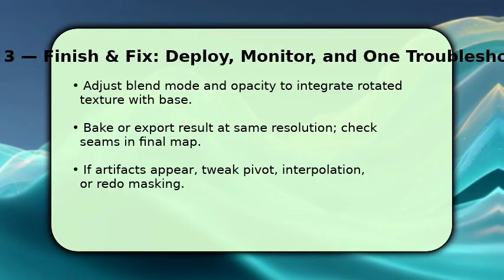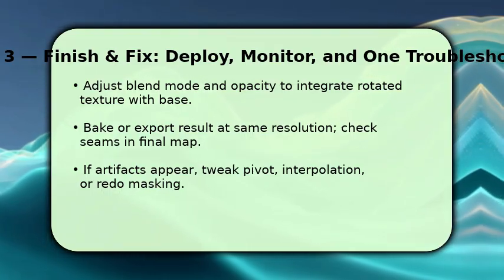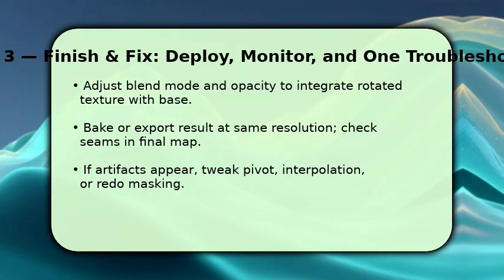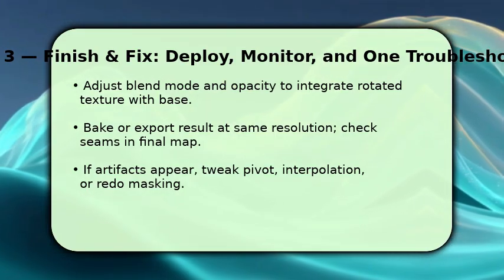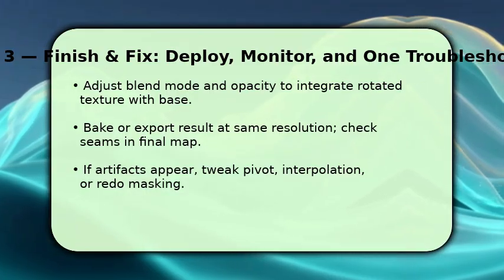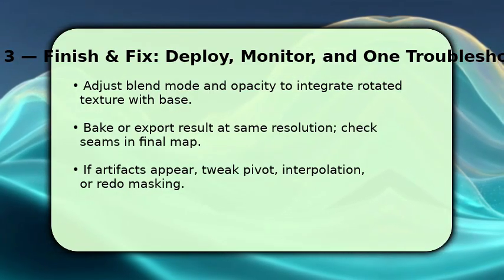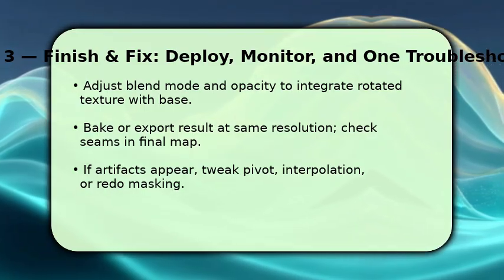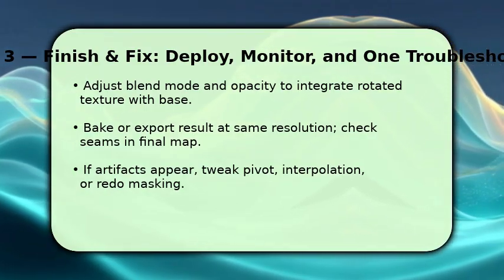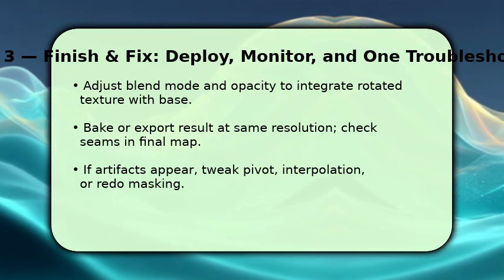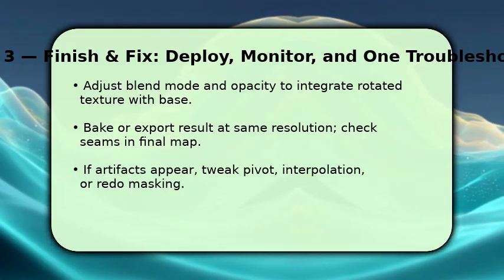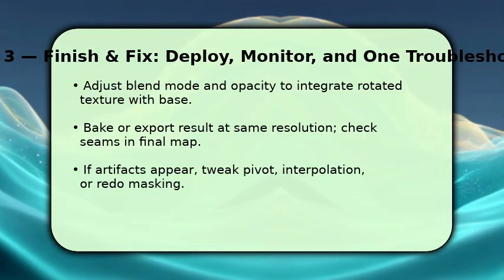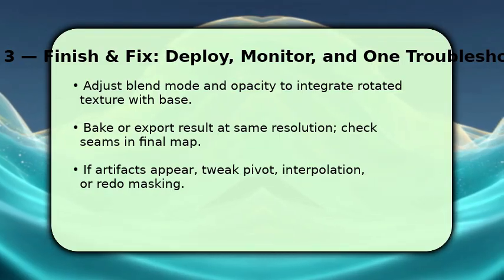Once satisfied, bake or export the composite at the original resolution so UVs and texel density remain consistent. Make sure to inspect seams and normals in a preview viewport. If you see artifacts, check the pivot point and interpolation settings and rework the mask if needed. A quick troubleshooting tip: when artifacts persist, reset the transform and nudge the pivot slightly. That often fixes aliasing.